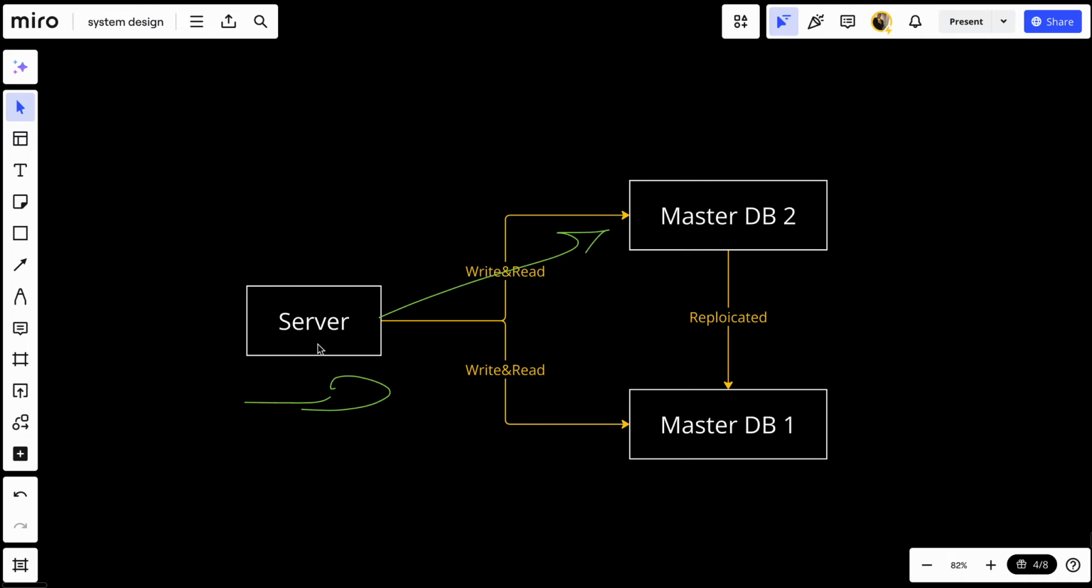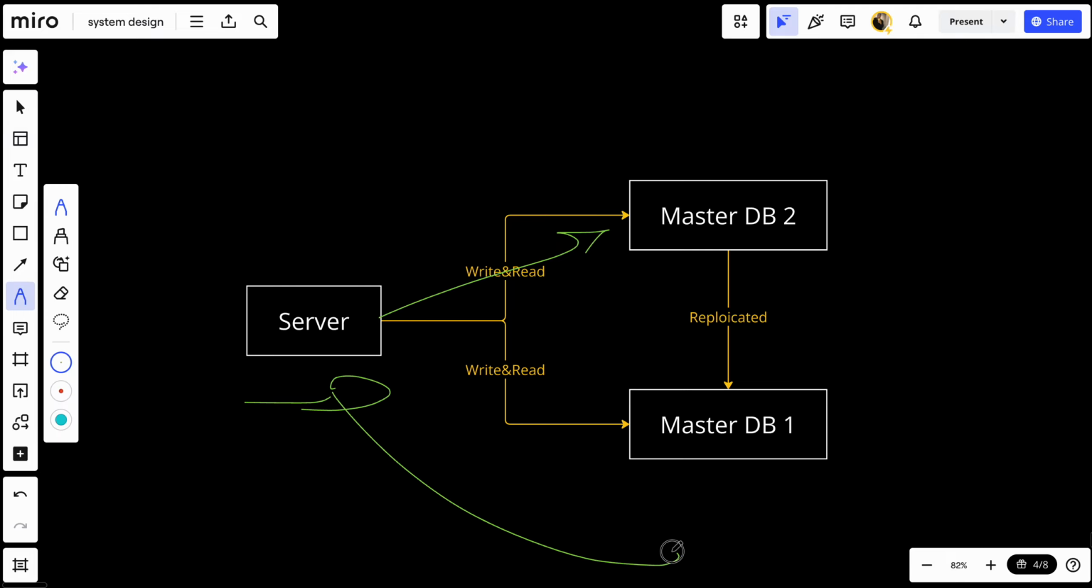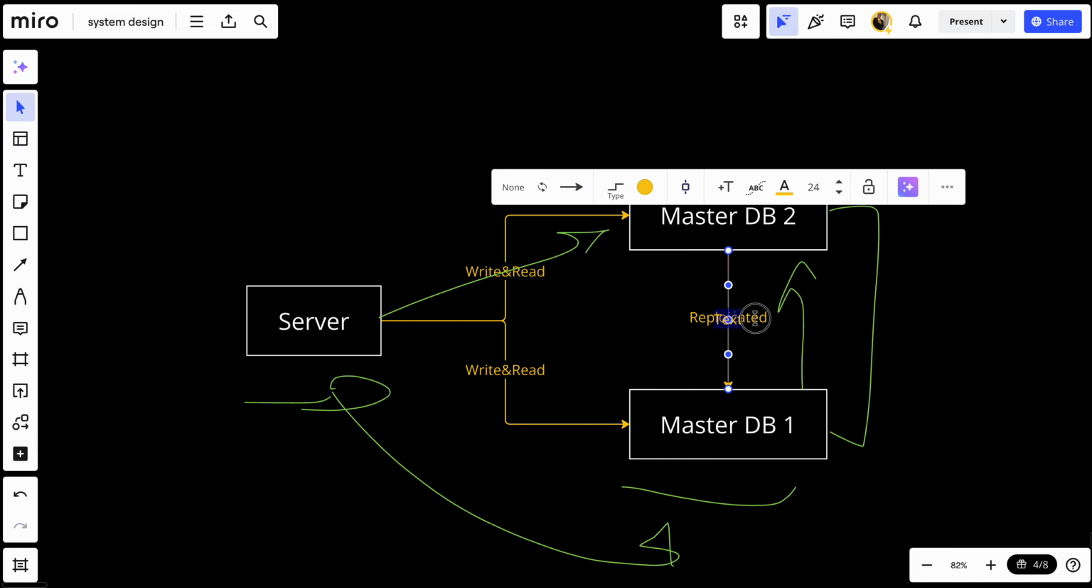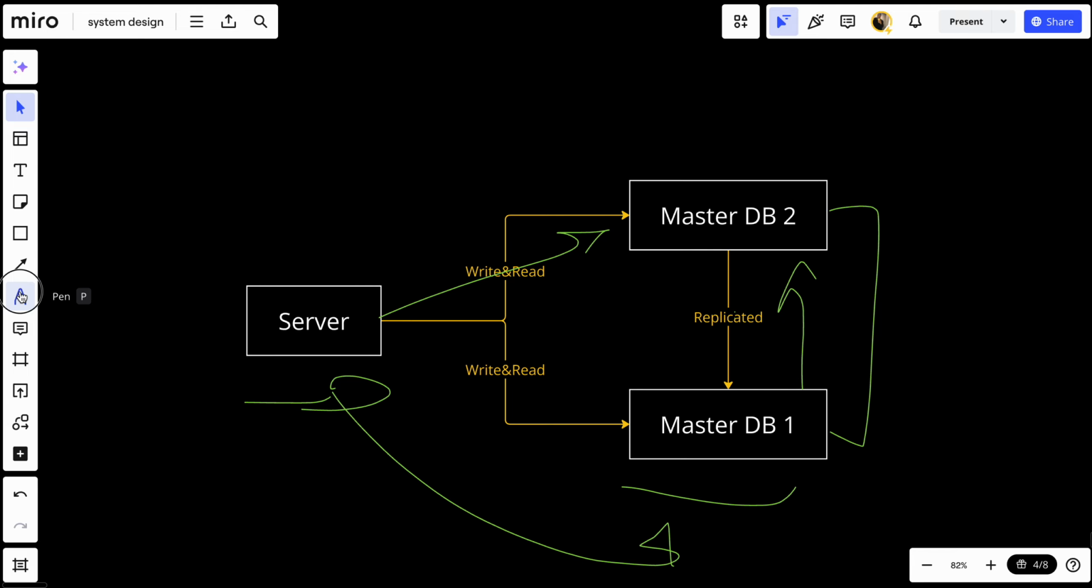And when the same server tries to add a new record to master db1, the data should also be replicated again to master db2. It's important to know that both nodes, or both servers, handle the read and write requests independently, and they replicate the data to each other.